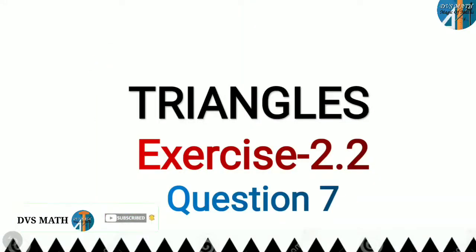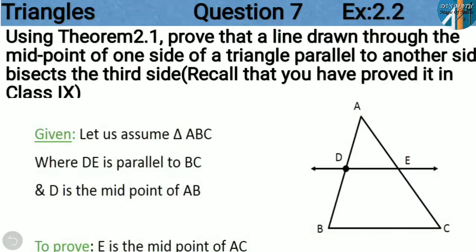Hello, we are moving to the next, that is triangles exercise 2.2 question number 7. So now here you can observe the question: using theorem 2.1, that is nothing but the basic proportionality theorem. That means using theorem 2.1, prove that a line drawn through the midpoint of one side of a triangle parallel to another side bisects the third side.